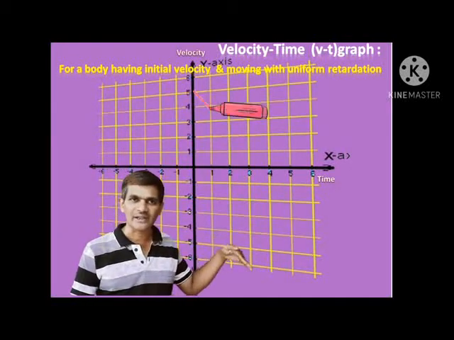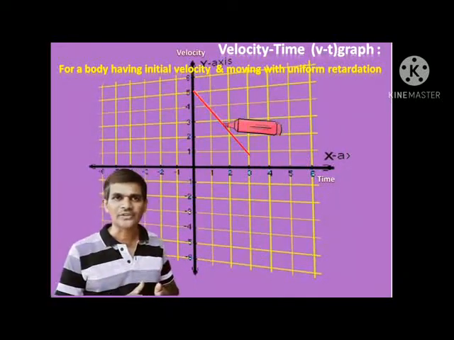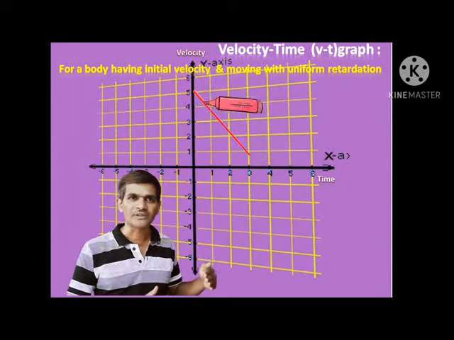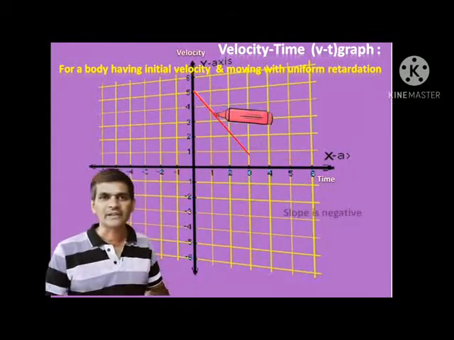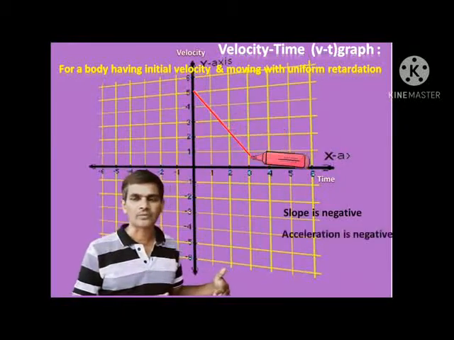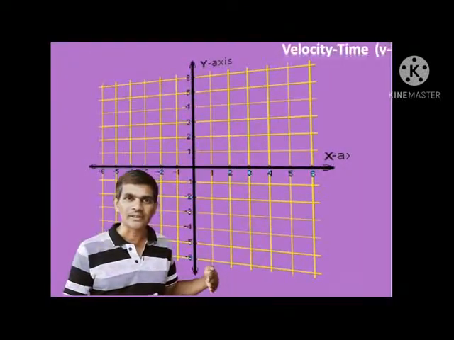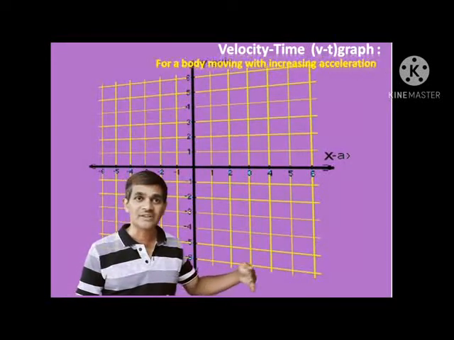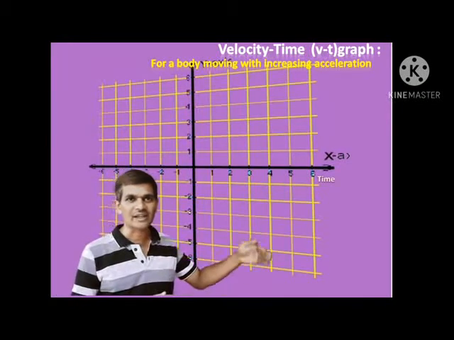It is a straight line again inclined to the y-axis, that represents the velocity time graph for a body which is uniformly retarding. Similarly, next we will see the velocity time graph for a body which is moving like that, velocity is increasing with respect to time, or you can say it is an increasing acceleration.